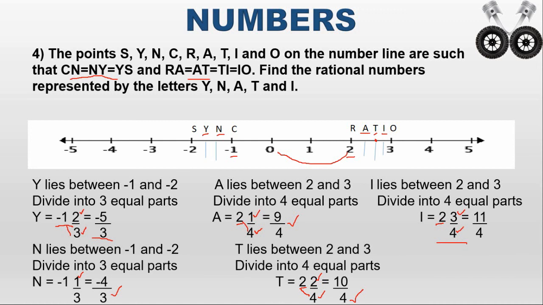So you have to convert the mixed fraction into an improper fraction. So 4 into 2, 8. 8 plus 3, 11. So 11 by 4. So the I value is 11 by 4.